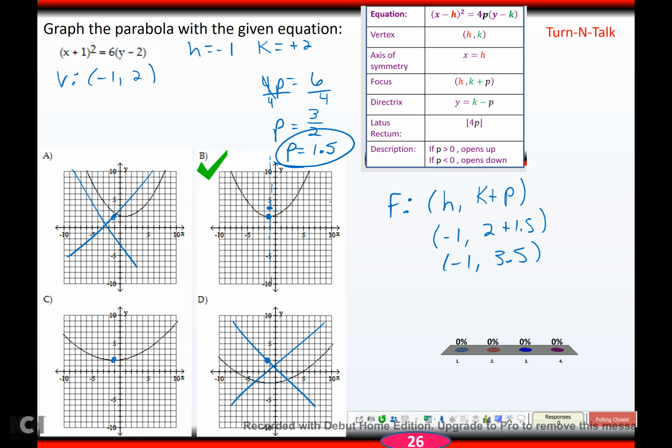There's my focus, okay? My directrix is going to be, again, the same. It's going to be 1.5 units down. That's not really what they're asking for. They're asking for the graph, but there's my directrix, okay?